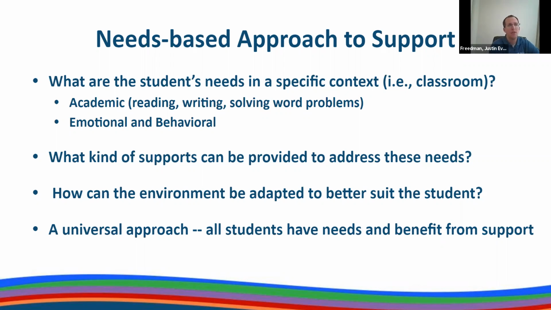What are the kinds of supports that can be provided to address these needs? How can the environment be adapted to better suit the student? And ultimately, if we think about needs, then it provides a more universal approach. We're not just separating out students with and without disabilities, but in a more inclusive way, we're thinking all students have needs. If we start with needs, then we can work our way to figuring out the ways that we can support those needs and get the best that we can out of students.